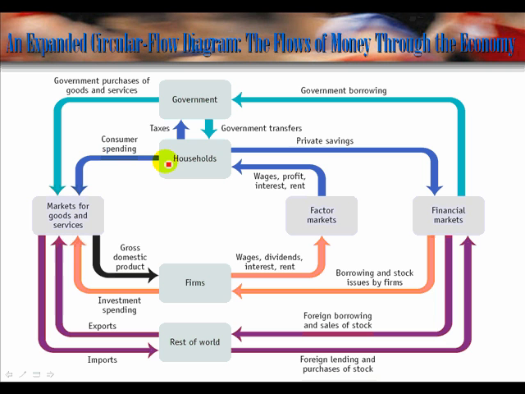Let's look at these different parts in this circular flow model that we have. Here we're measuring the flow of money through the economy. There are four players in this economy. There's the government, there's the household, there's the firms, and then there's the rest of the world.